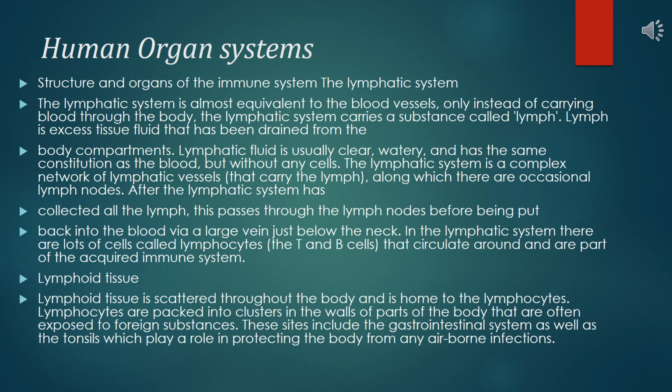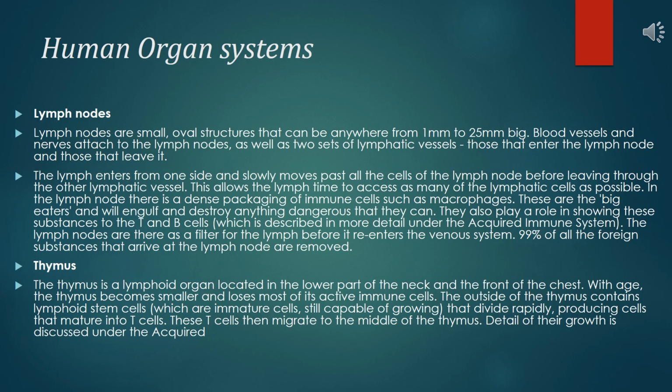Lymphoid tissue is scattered throughout the body and is home to the lymphocytes. Lymphocytes are packed into clusters in the walls of parts of the body that are often exposed to foreign substances. These sites include the gastrointestinal system, as well as the tonsils, which play a role in protecting the body from any airborne infections. Lymph nodes are small, oval structures that can be anywhere from 1 to 25 millimeters big.